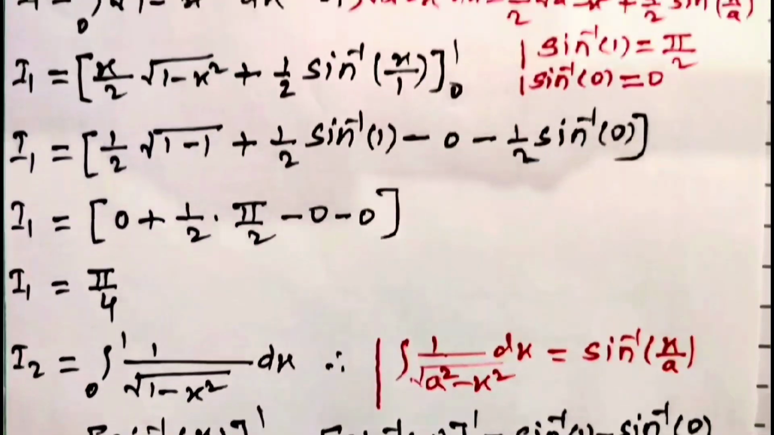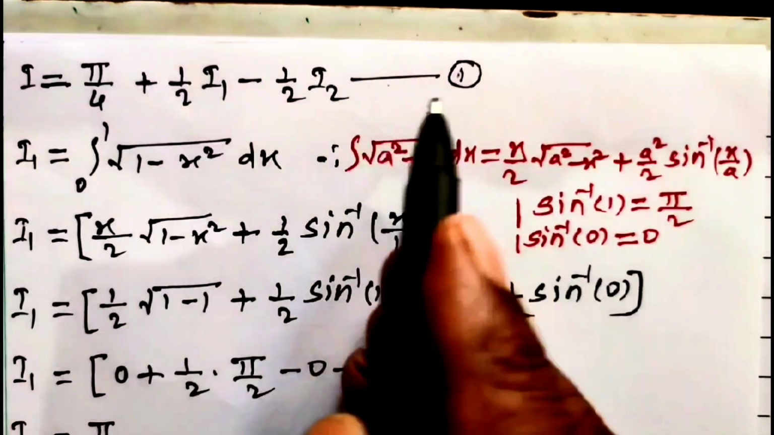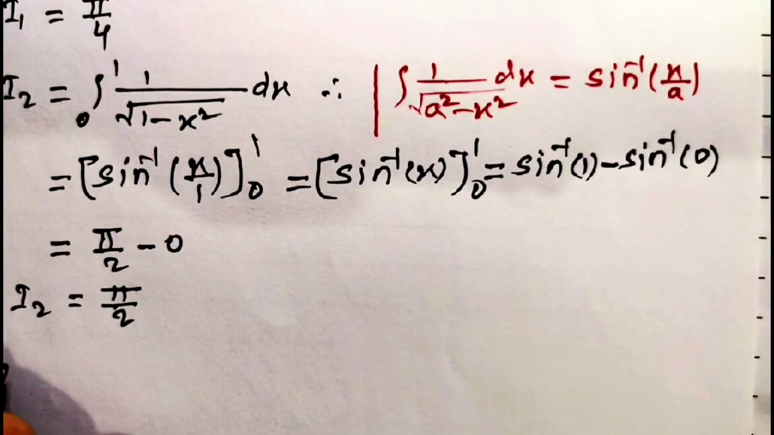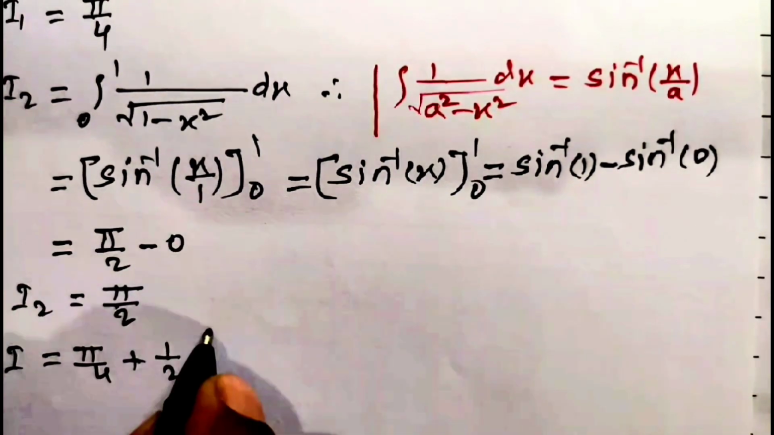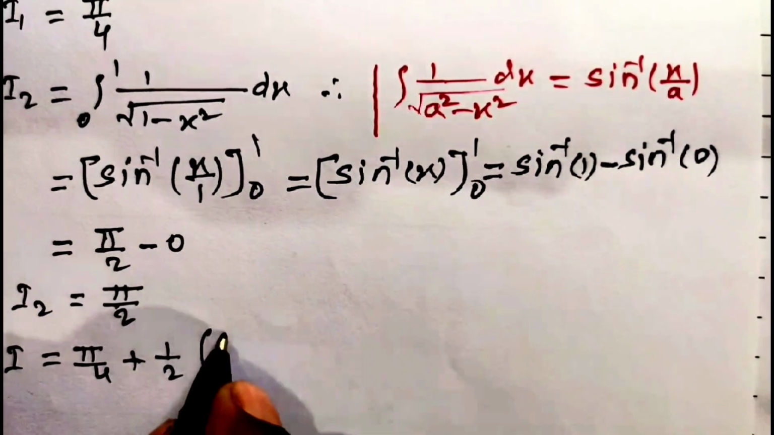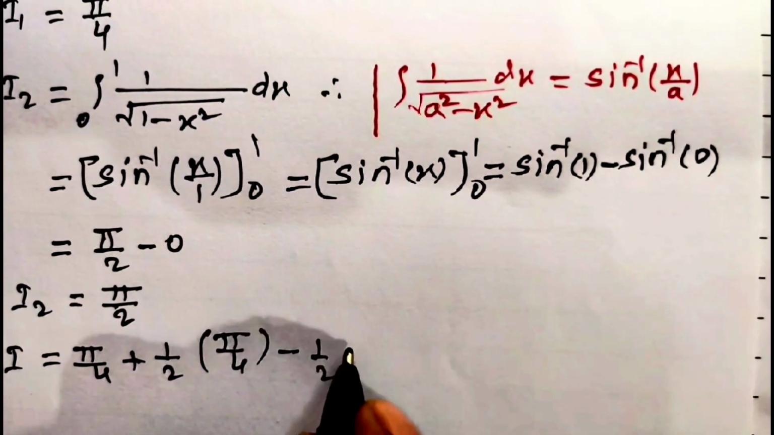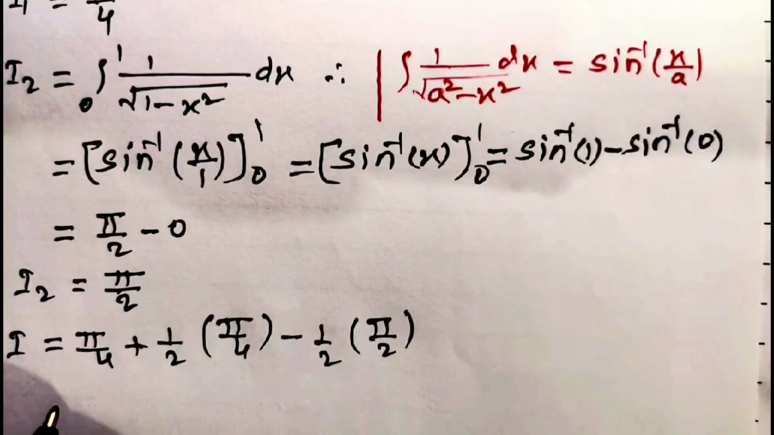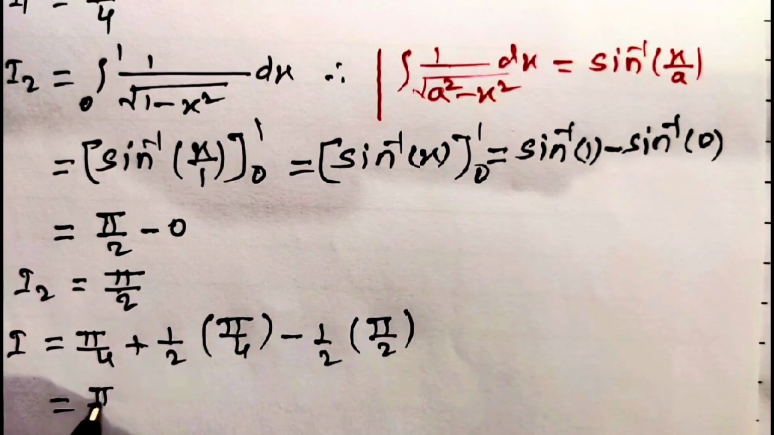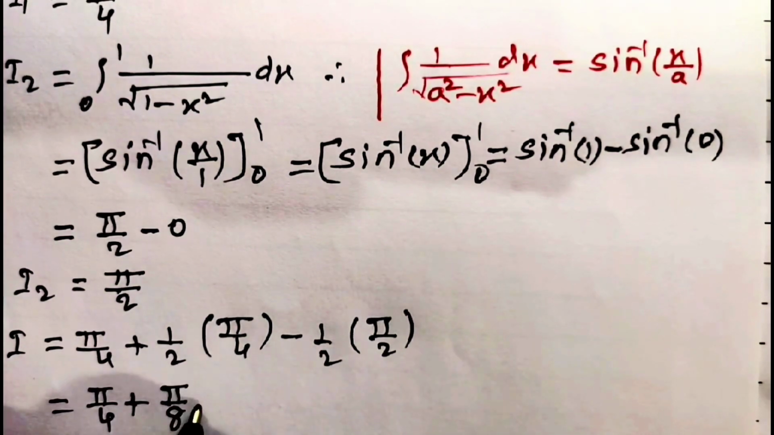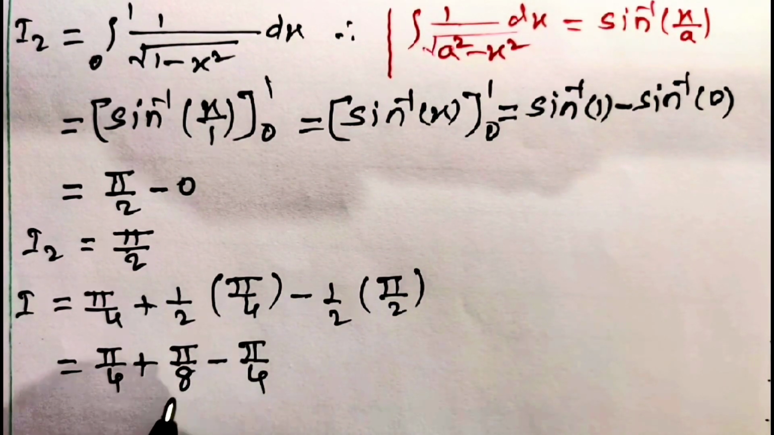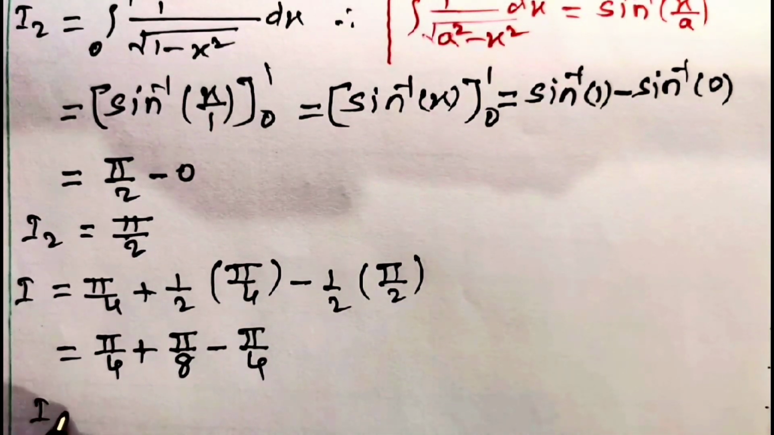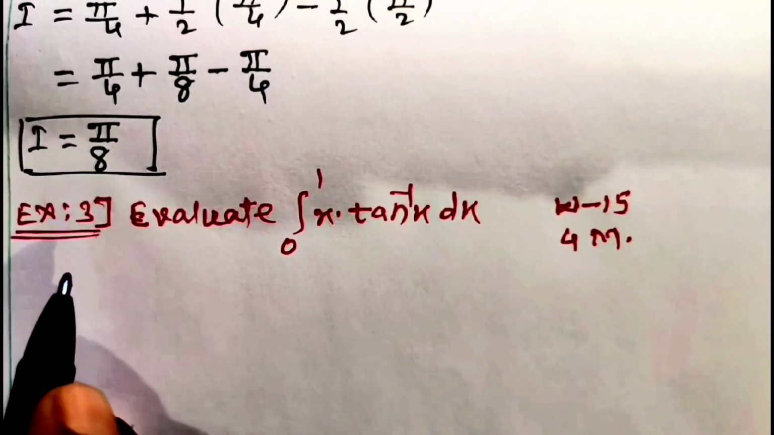Now put I1 and I2 in 1 here. So I can be written as, hence I is equal to pi upon 4 plus 1 upon 2 I1. But I1 is pi by 4 minus 1 upon 2 I2. I2 is pi upon 2. Hence this is equal to pi upon 4 plus pi upon 8 minus pi upon 4. Pi upon 4 and minus pi upon 4 gets cancelled, remains only pi by 8. Hence I is equal to pi upon 8. And this is answer. Let us evaluate sum number 3.